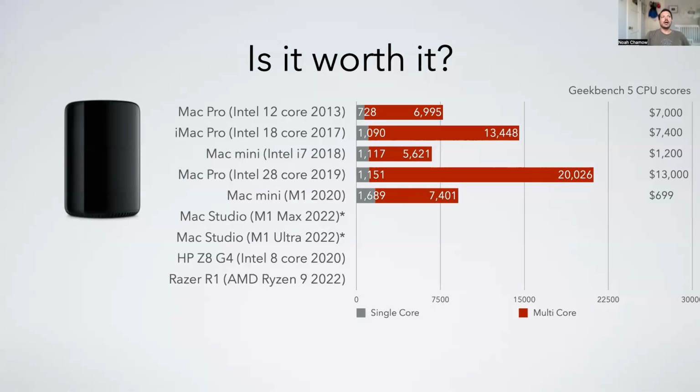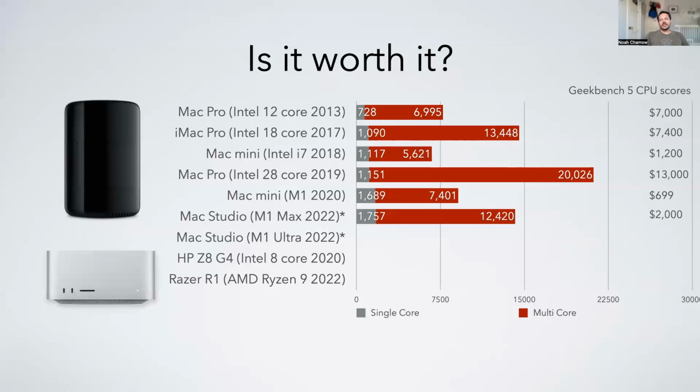That's pretty good. And then if we look at the Mac Studio that came out this year, the M1 Mac Studio retails for about $2,000 and is almost as fast. It's actually faster in single core and is almost as fast in multi-core as the iMac Pro that came out 5 years ago that costs over $7,000. That kind of blows you away. I mean, that's pretty crazy in my opinion.